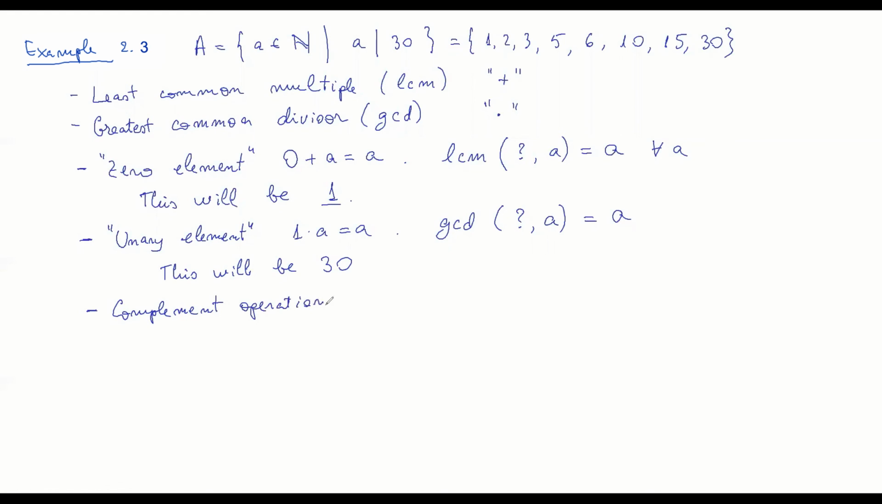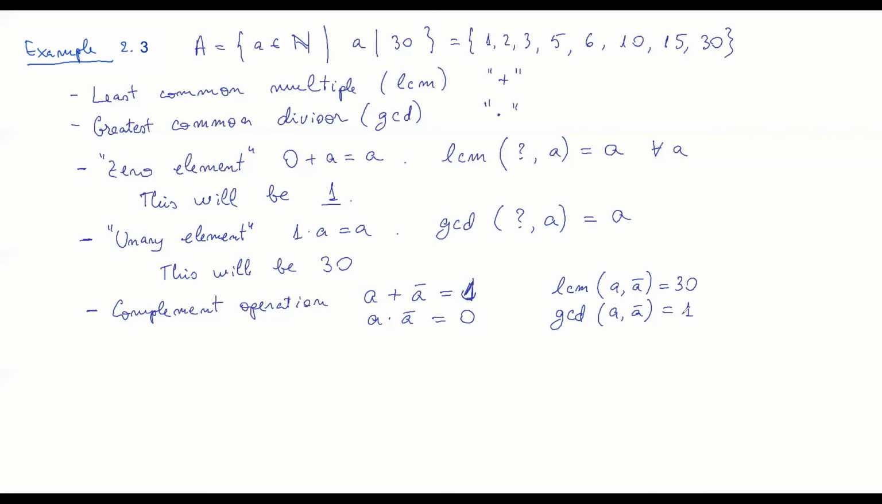And to define this, remember that there was this property that was uniquely identifying the complement of a number, and that was for any number a, the complement is that unique element that satisfies these two properties: a plus a bar is equal to 1, and a times a bar is equal to 0. So what this means for us is that the least common multiple of a and a bar has got to be 30, and the greatest common divisor of a and a bar has got to be 1.